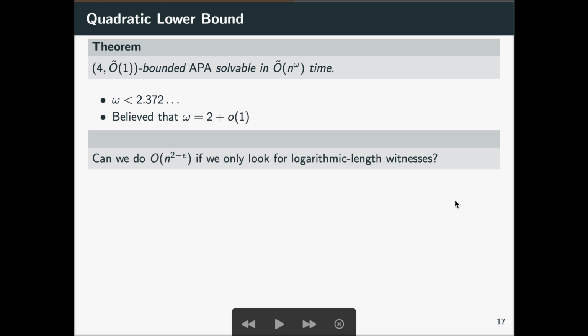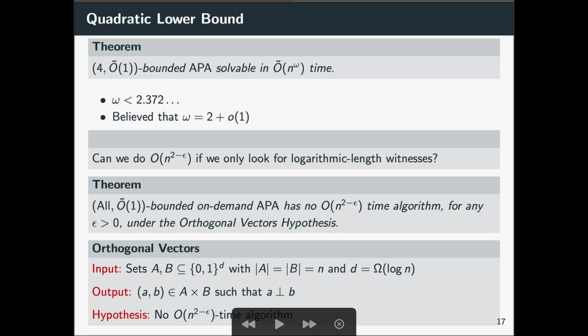A very natural question is again whether witness bounding admits a bound below quadratic, for example of the form n to the 2 minus epsilon for some positive epsilon. It turns out that no, and our upper bound is also tight. In the paper, we prove that even if we bound all types of statements to be logarithmic, not just the type 4 statements, the problem is orthogonal vectors hard and thus unlikely to admit a subquadratic bound.